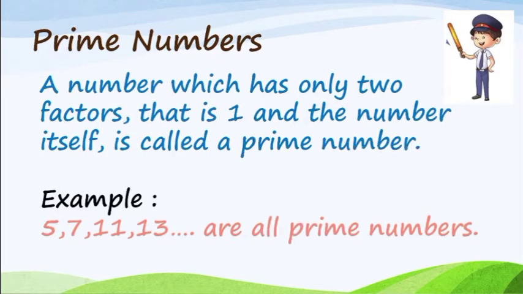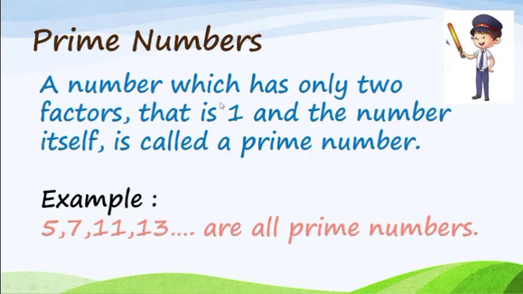The definition says that a prime number is a number which has only two factors. Only the condition of a prime number is that it consists of two factors. Who are they? That is 1 and the number itself.